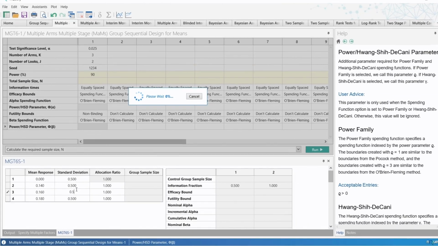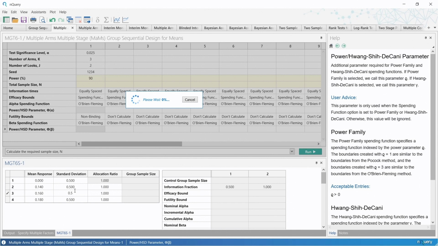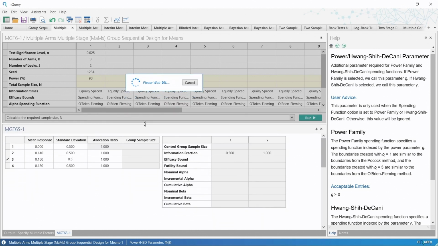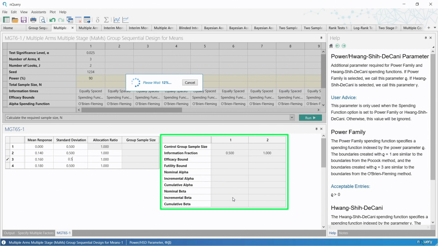The MAMS procedure iterates over a lot of different scenarios and therefore will take a little bit of time. But in the interim, we can look at some additional information here. You can see to the right-hand side of the mean response table, there is the group sequential output table. And this will include the sample sizes expected for the control group, as well as the efficacy and futility bounds, as well as the nominal alpha and nominal beta, and the incremental and cumulative alpha spent. These use the same types of procedures as explained for a standard group sequential design.